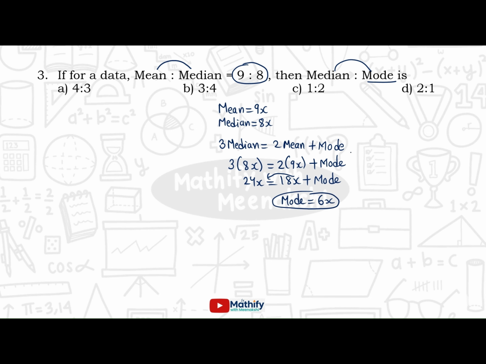Now just put these values here. Ratio of median and mode. Median was 8x and mode is 6x. So your ratio is 4:3. And that's option A.